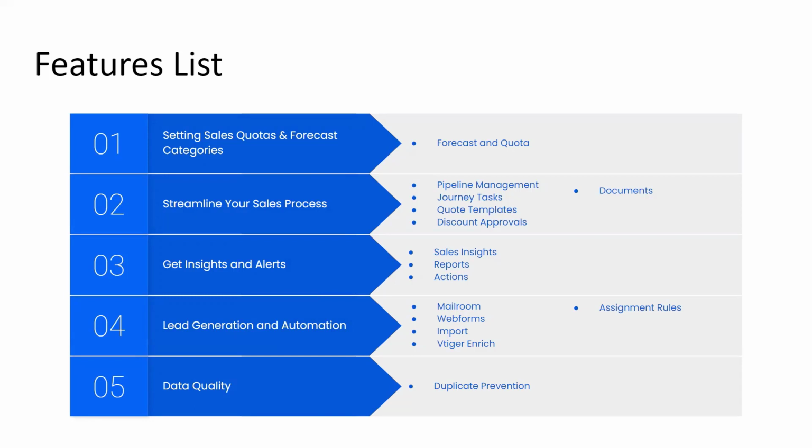For the third step, getting insights and alerts, there will be 3 features: sales insights, reports, and actions. For the fourth step, lead generation automation, I'll be covering 5 features again: Mailroom, web forms, import, Vtiger enrich, and assignment rules. A lot of these features actually work together, so I'll be covering them in that order. And the fifth one, data quality, also has just one feature, which is duplicate prevention.